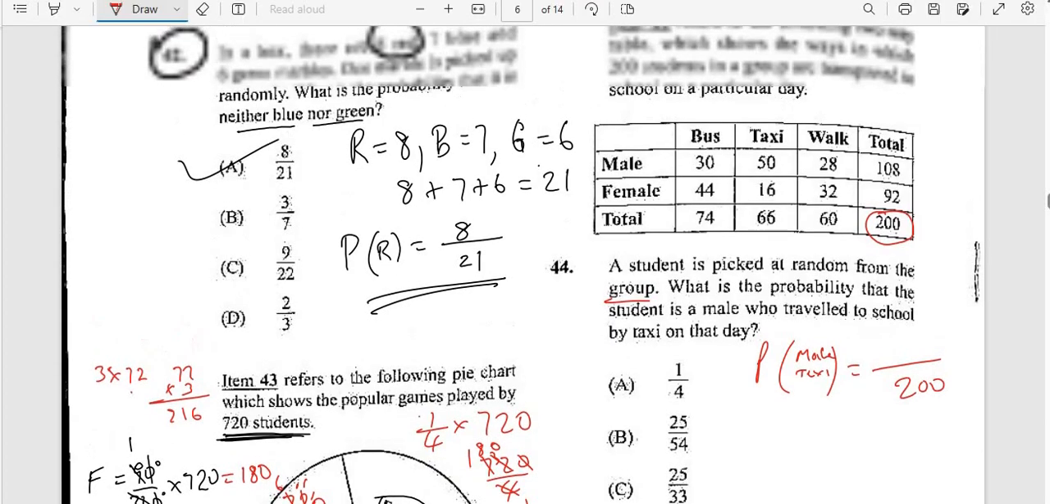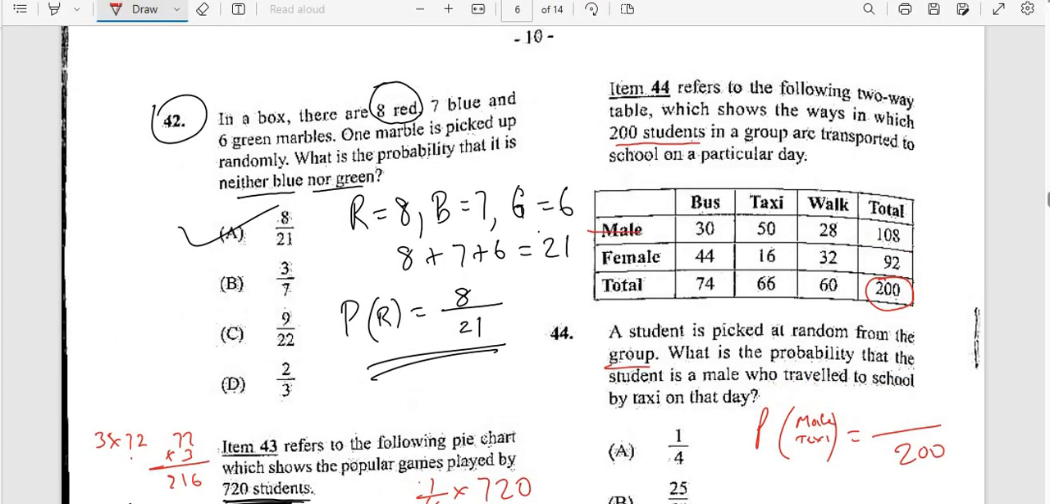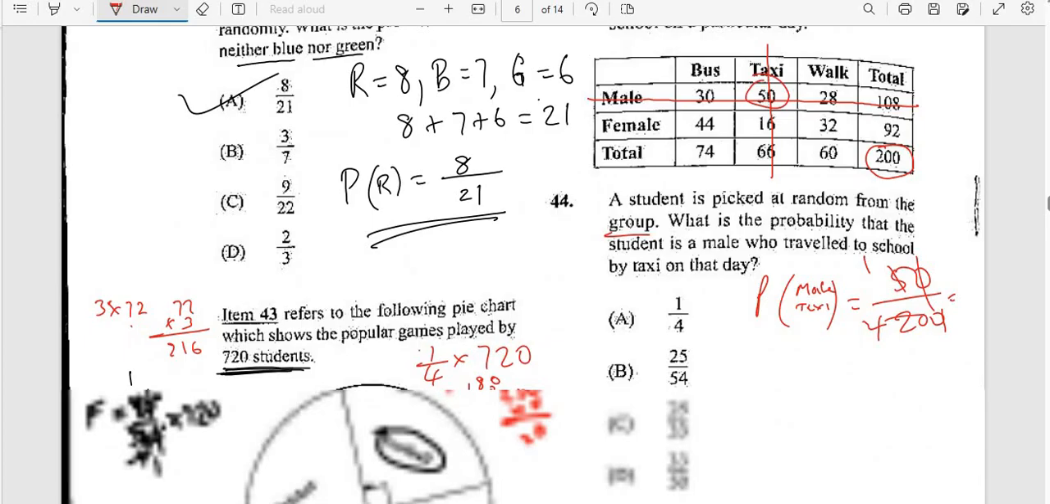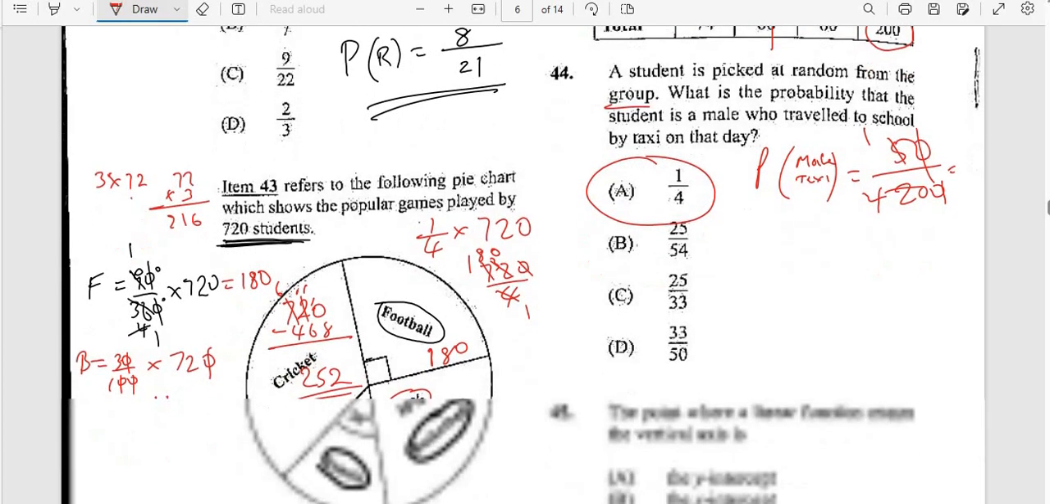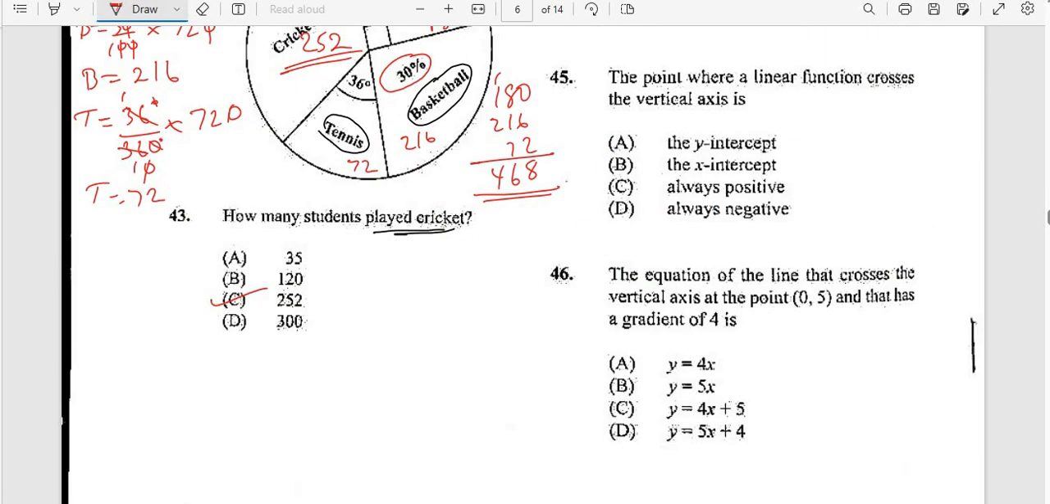So let's see how many. A male student who traveled by taxi: that's 50 students, so that's 50 out of 200. Cancel off the zeros, and 5 into 5 gives 1, 5 into 20 goes 4 times. That leaves us with 1 over 4. So option A.